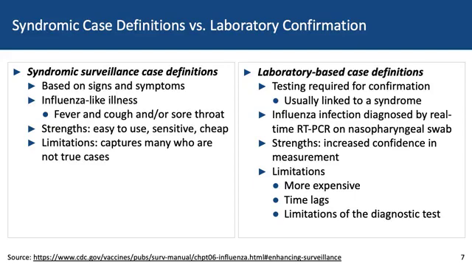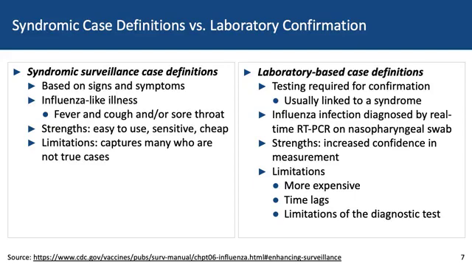Influenza-like illness is a great example of this. This is an internationally recognized syndromic surveillance case definition. It's fever and cough with or without sore throat. This is an easy-to-use definition. It's very sensitive, and it's cheap, which means you can use it everywhere and, again, draw from surveillance systems all around the world. But the limitations are it captures many people who do not truly have influenza, right? So, again, there's a trade-off here between what's easy and what's very specific.